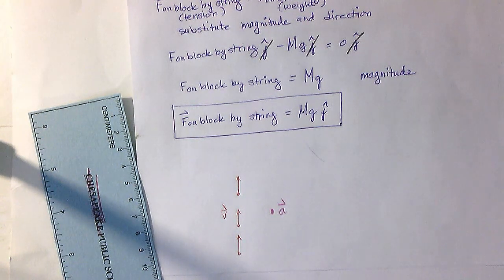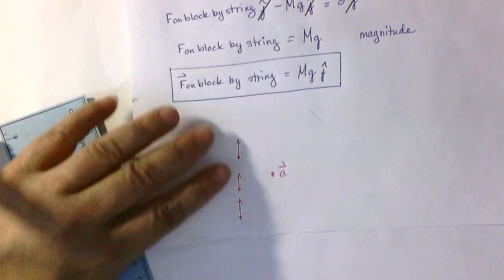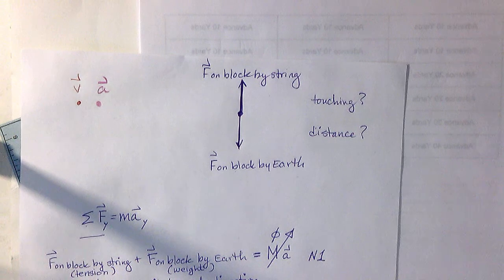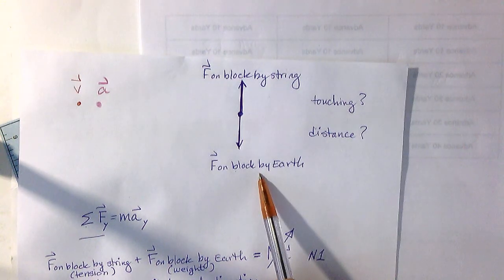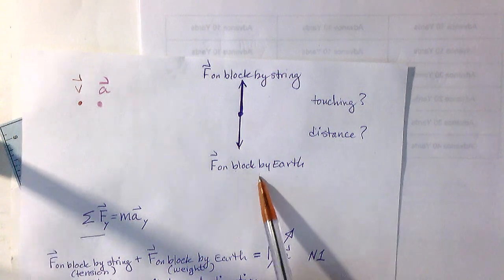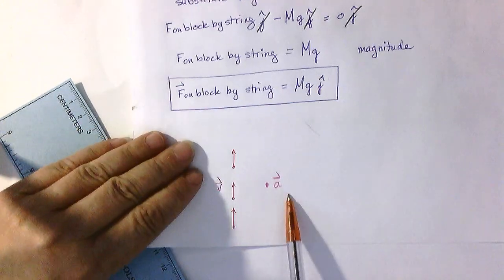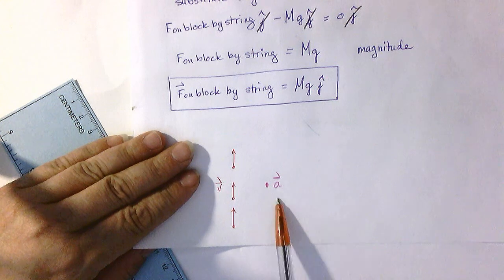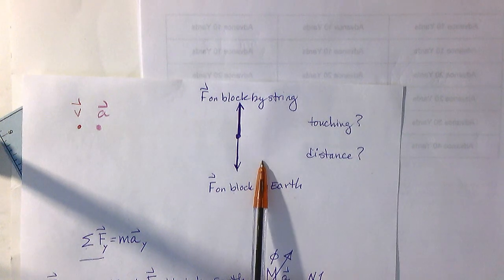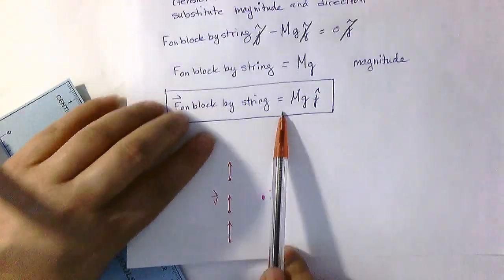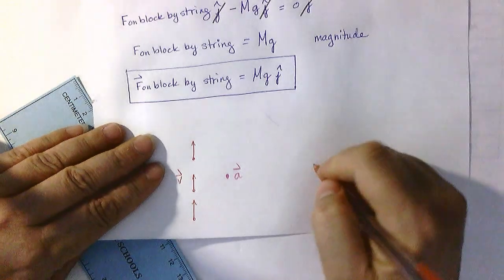Okay. Does my free body diagram change? Let's look. No, I still have the string touching the block. I still have the earth acting at a distance. I'm moving at a constant velocity, but I still have no acceleration. This means I'm in equilibrium. If I'm in equilibrium, then my free body diagram isn't going to change. So does my answer change? No. Same answer.